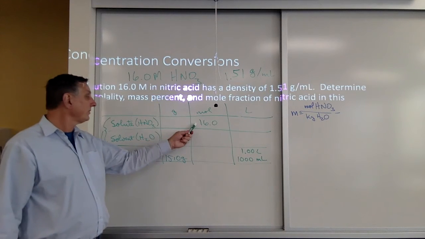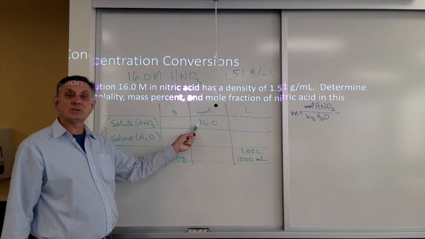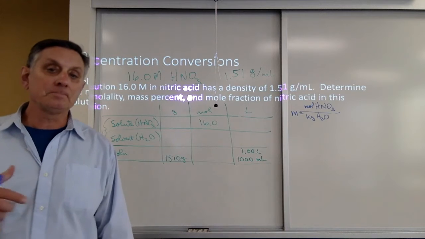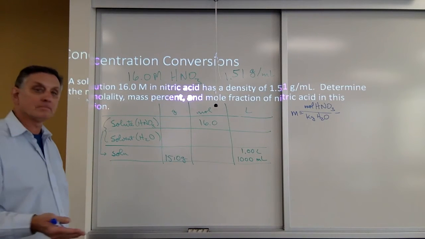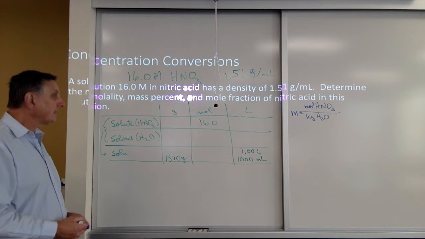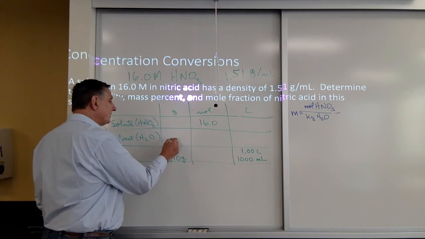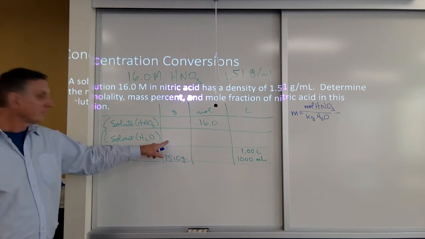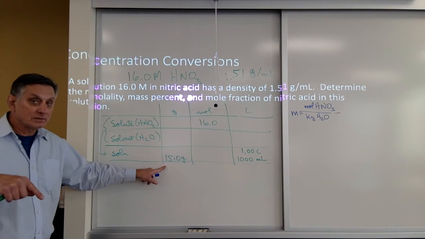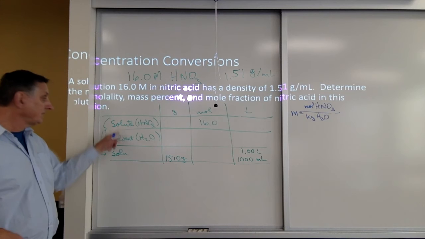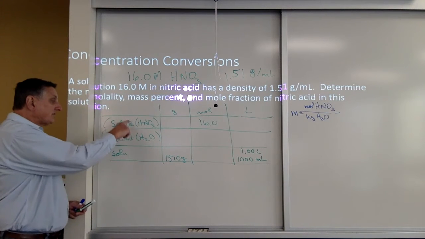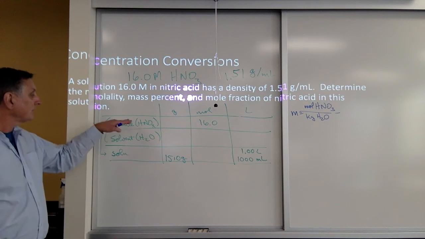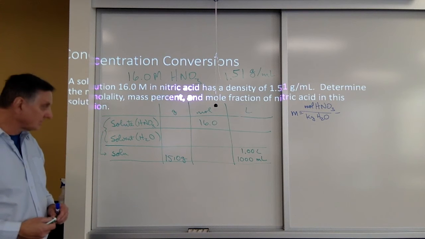Well, I already know the number of moles of my solute. That's 16.0. Notice in those concentration units, 3 of them have the same numerator, moles of solute. Now, I want to find this number right here. I need to know how many kilograms of water I have. I know how many grams of solution. I need to know how many grams of these two, because I know that the mass of each of these two added together gives us 1510, the mass of our solution. Remember, solute plus solvent equals solution.